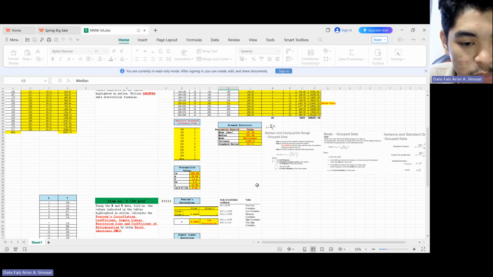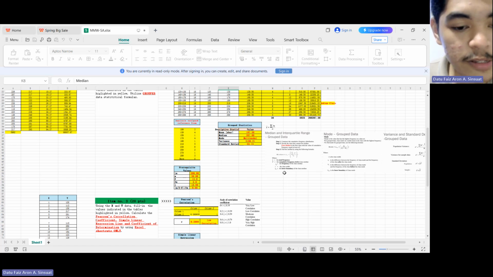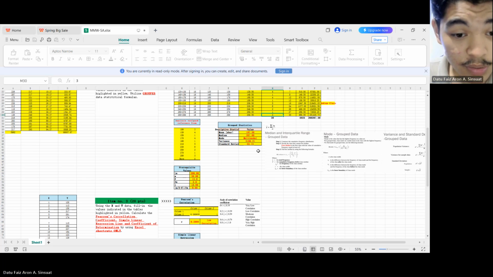To organize data into groups, for the average, use SUMPRODUCT of the midpoints and frequencies divided by the sum of frequencies. For the variance, SUMPRODUCT of the squared differences and frequencies divided by the sum of frequencies minus 1. For standard deviation, take the square root of the variance. For an additional step, use color coding like this.